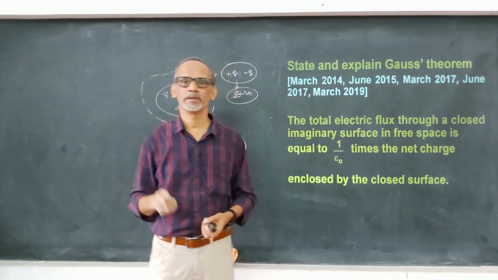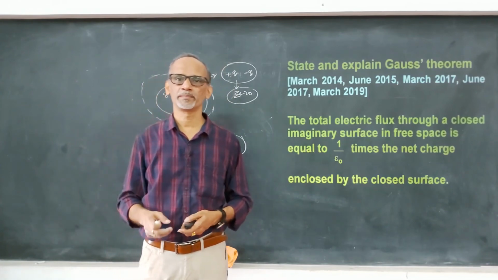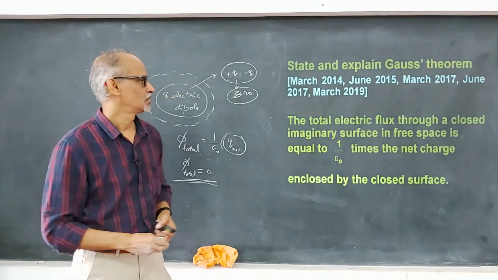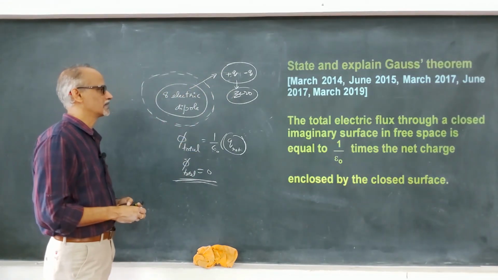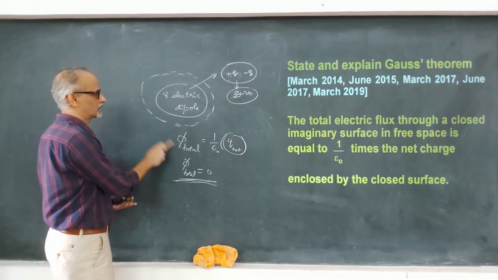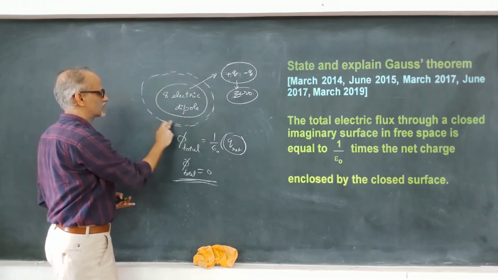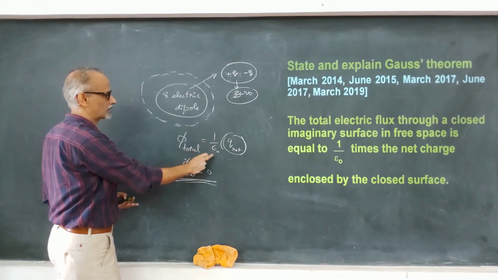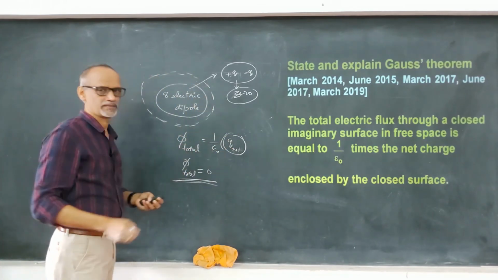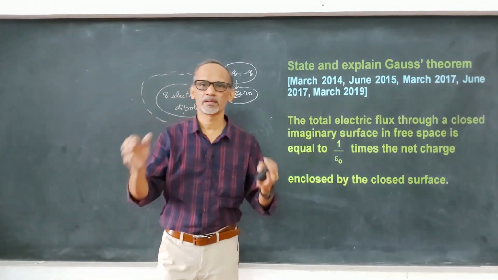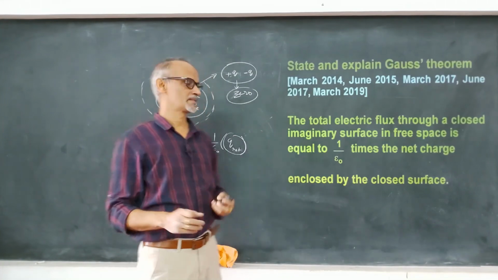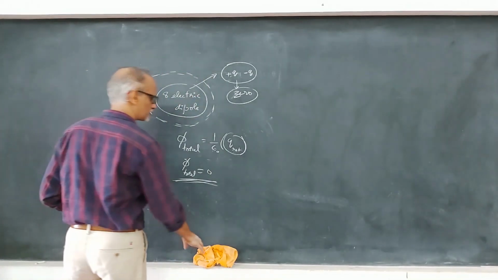So this is how we apply Gauss theorem, an important theorem, as you can see a repeatedly asked question. So what is the statement? Let us repeat that statement. The total electric flux through a closed imaginary surface in free space is equal to 1 by epsilon naught times the net charge enclosed by the closed surface. What is the meaning of enclosed by the closed surface? You have to consider only those charges which are within the surface and not outside the surface.